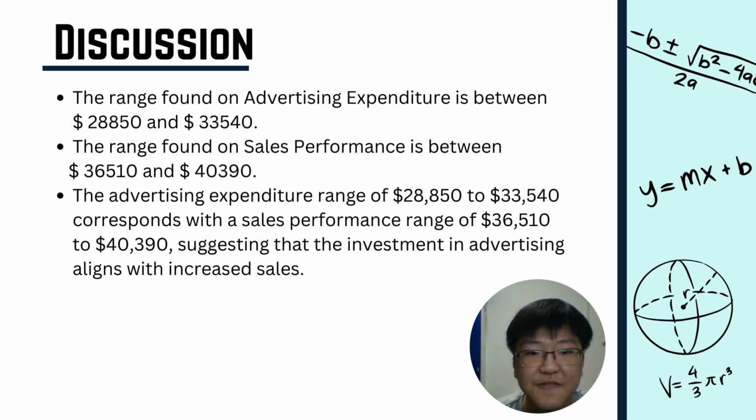For the result, the range found on advertising expenditure is between $28,850 and $33,540. The range found on sales performance is between $36,510 and $40,390. The advertising expenditure range of $28,850 to $33,540 corresponds with a sales performance range of $36,540 to $40,390, suggesting that the investment in advertising aligns with increased sales.